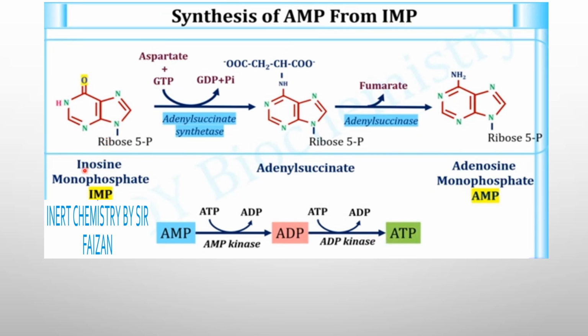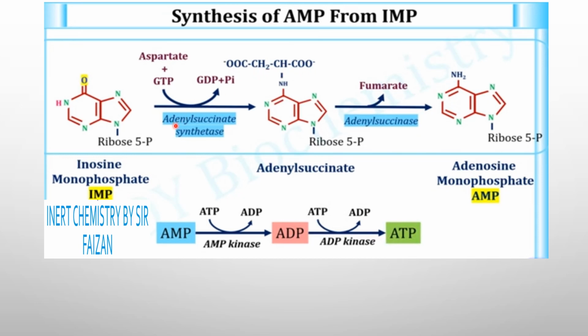This is the structure of inosine monophosphate. Here you see this is ribose 5-phosphate, and on ribose 5-phosphate this inosine monophosphate is formed. So first of all aspartate and GTP are utilized. They are incorporated into inosine monophosphate and the resulting compound is adenylosuccinate. Here you see that this aspartate group is added into the inosine monophosphate.